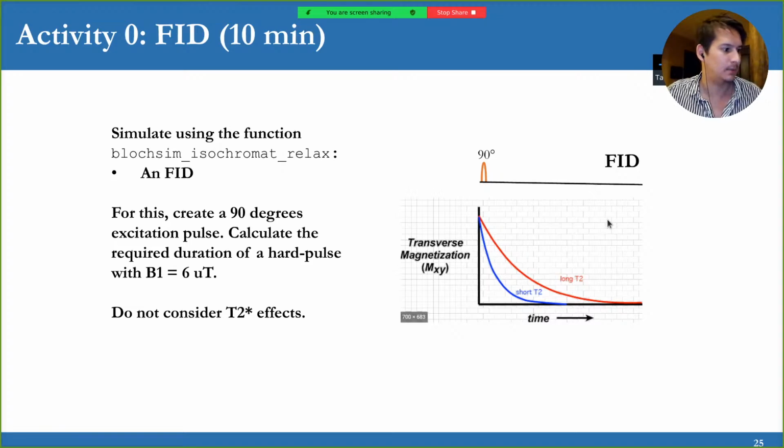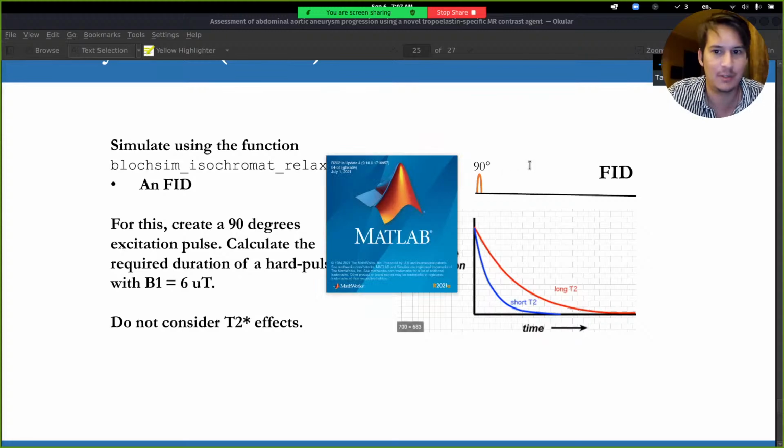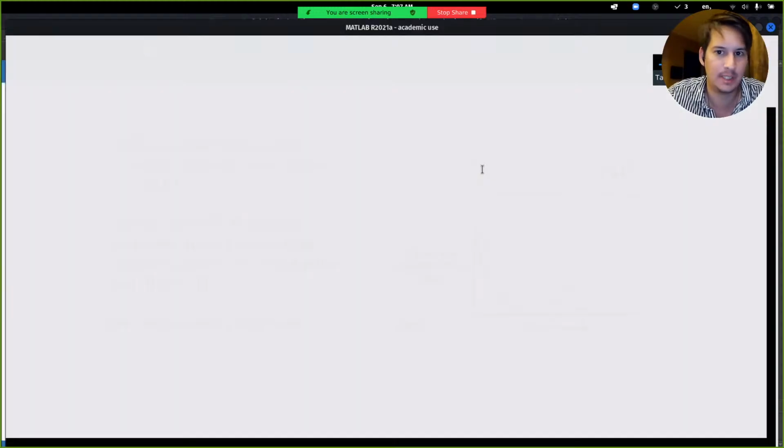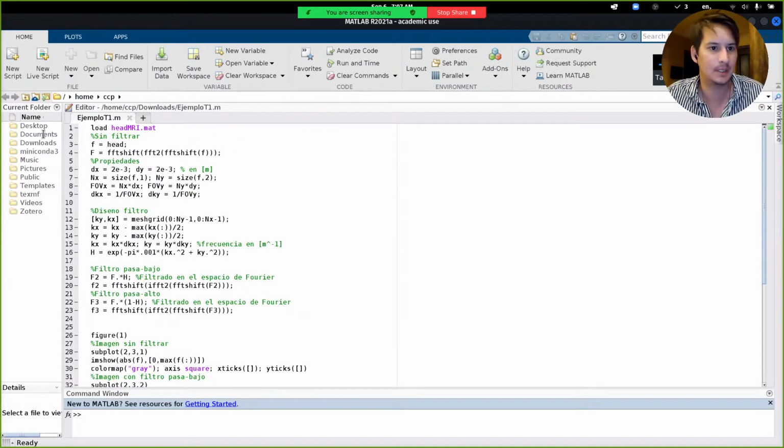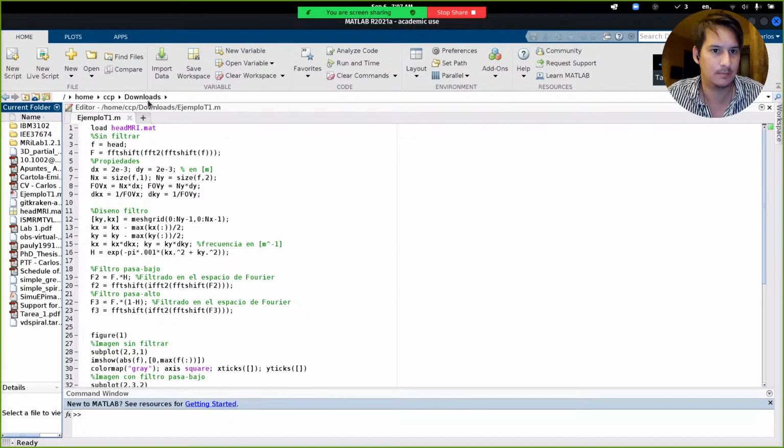Okay, so now for the activity. The first activity we'll do together, and for the second one I want you to also open MATLAB and start doing it with me. The most basic thing we can do with MR, which is not even a sequence, is an FID. An FID is basically applying a 90-degree pulse and after that, just listening to the signal.